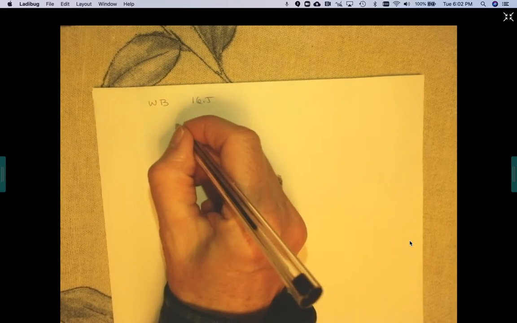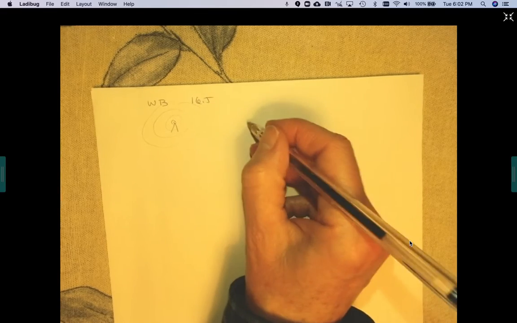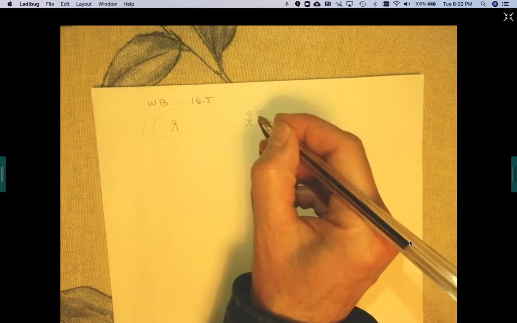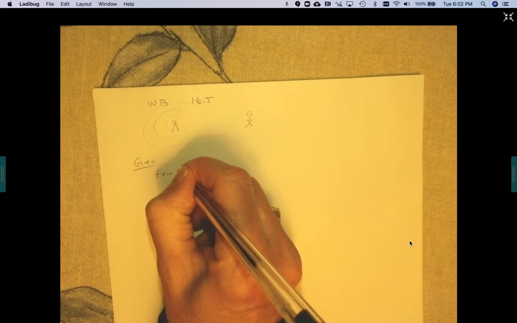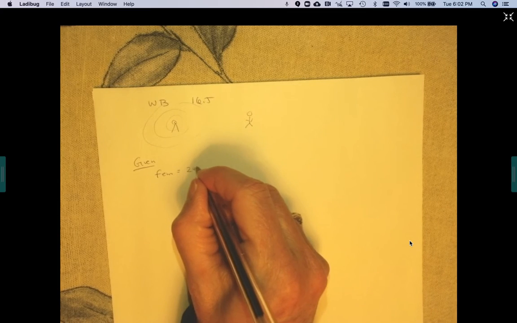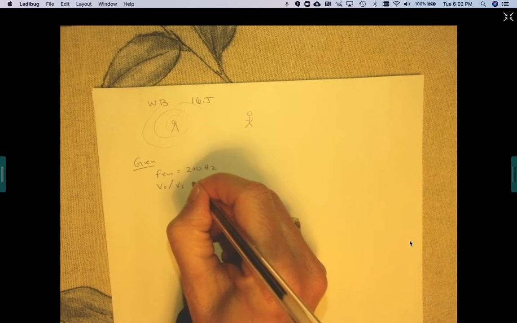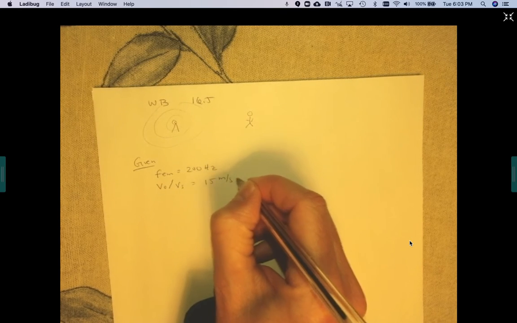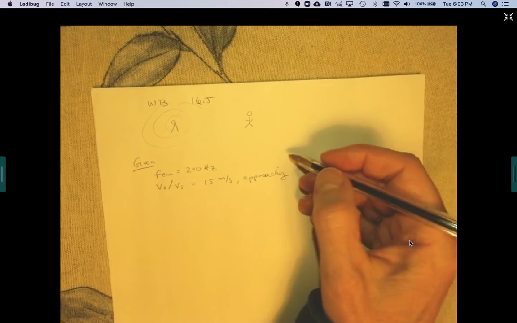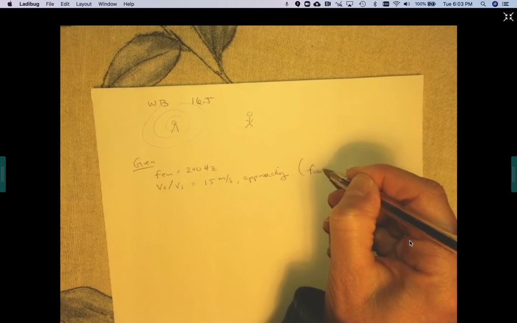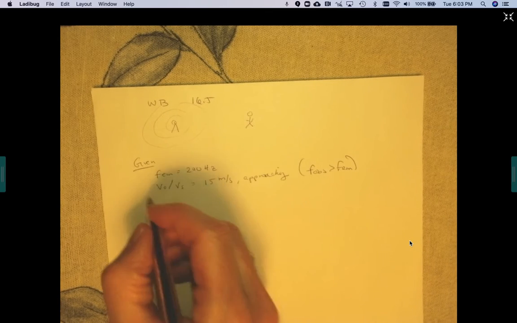Okay, so we have a source of sound that's creating waves here. That's our source. And then we have an observer. And we're given that the frequency of sound that's emitted is 200 hertz. And then we have either that the observer or the source is moving with a speed of 15 meters per second, and they are approaching each other. So we should expect the frequency observed to be greater than the frequency emitted.